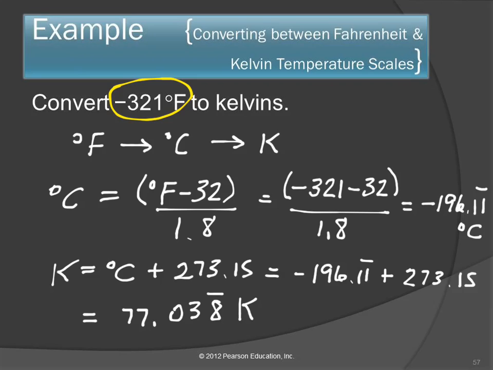And then how should we round that in terms of significant figures? Well, what was our original number? 321. Okay, so we have to go way back to the beginning. 321, and that was to the ones place, right? So then this should be to the ones place. So we'll call this 77 Kelvin.